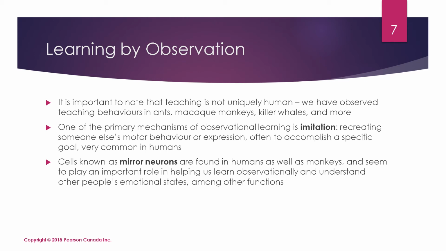There are these really special cells in our brains known as mirror neurons. They're found in humans as well as monkeys, and they seem to play an important role in helping us learn observationally and understand other people's emotional states, among other functions.